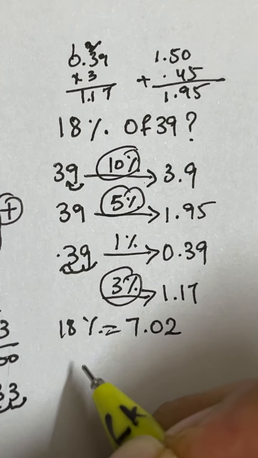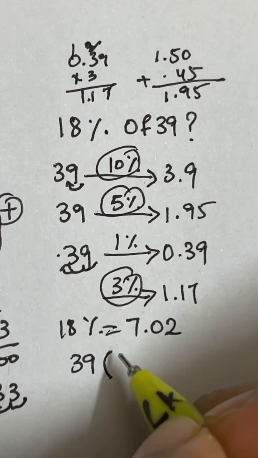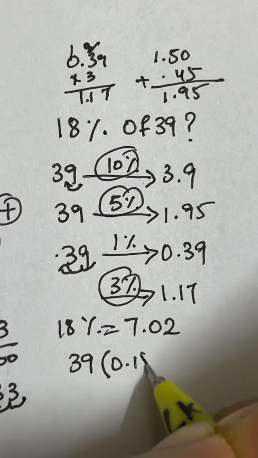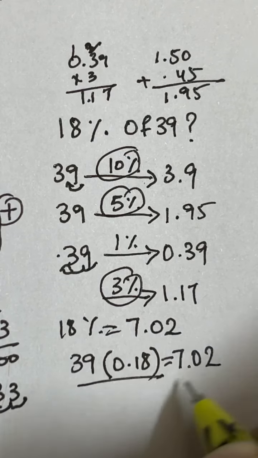All right, and if you want to confirm it using your calculator, you just have to put 39 times the percentage in decimal. 18% as a decimal is 0.18. Just put this in your calculator and you're going to get 7.02 as well.